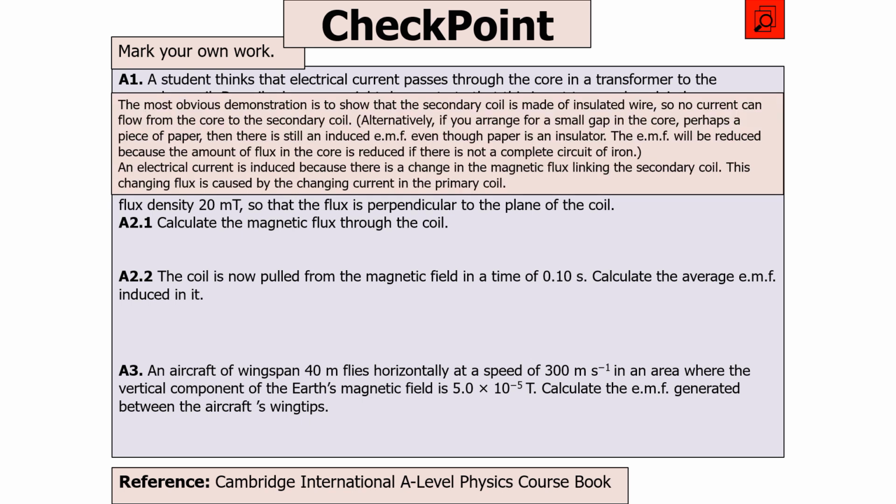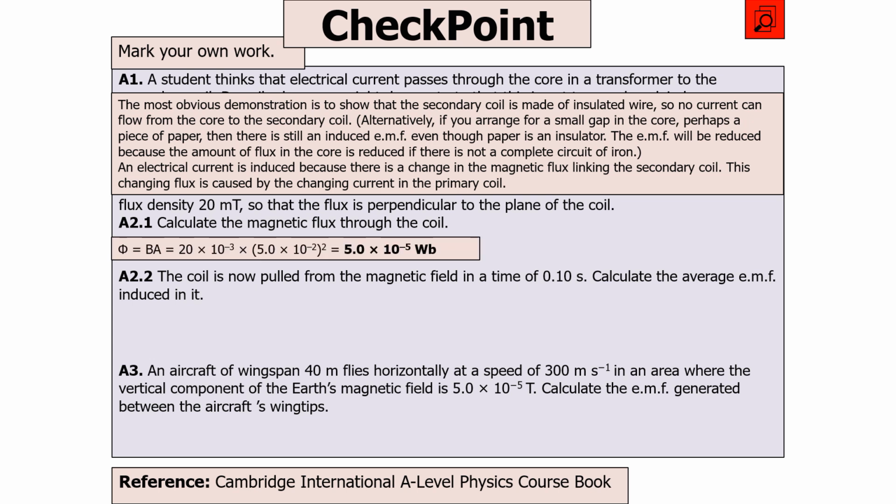Now, the most obvious demonstration is to show that the secondary coil is made from insulated wire, so is the primary coil, so therefore no current can flow from the core to the secondary coil from the primary coil because it can't flow through an insulator. Now, an electrical current is induced in the secondary coil of a transformer because there's a change in magnetic flux linkage in that secondary coil, and when you've got a change in magnetic flux linkage, that will induce an EMF. When that's part of a complete circuit, that will produce a current.